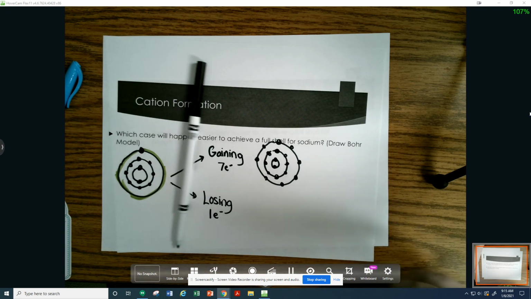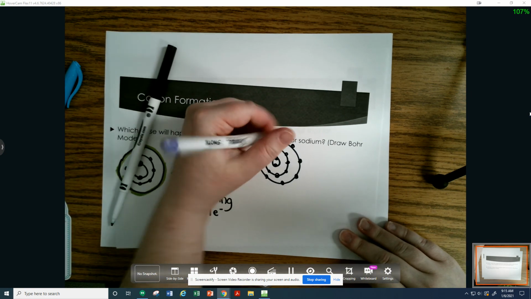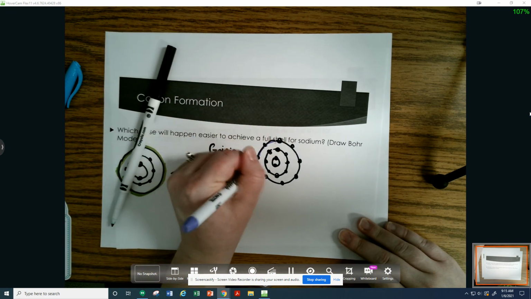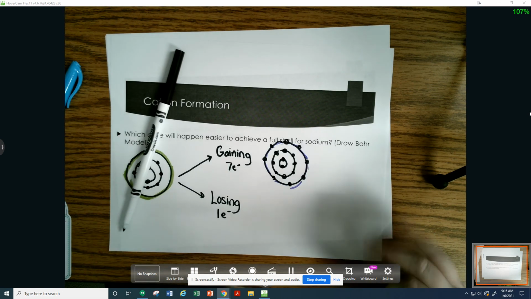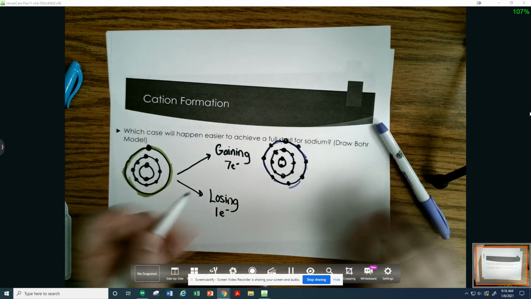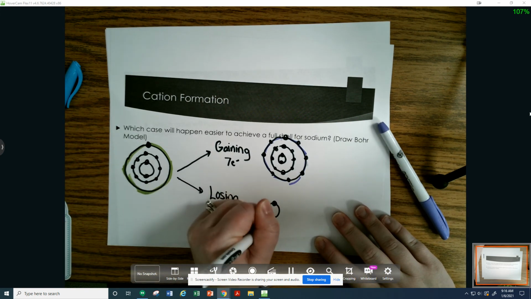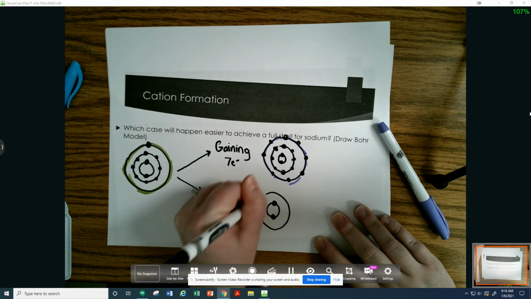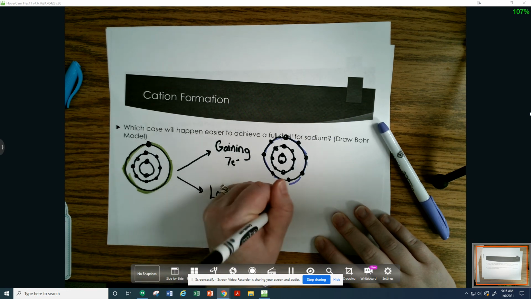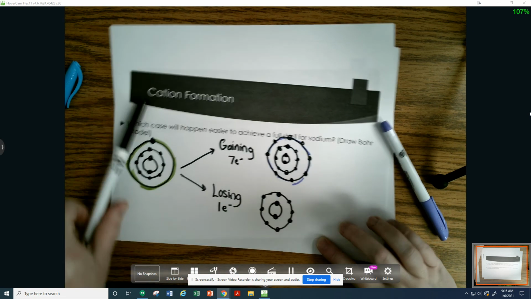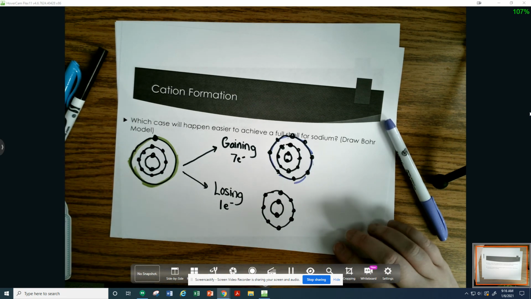And again, you can go through and add your highlighting. We're looking at achieving that octet rule. So by gaining 7, that's one way to fill that octet rule. And then to lose 1, we will just have 2 energy levels, and we will fill that outermost shell.